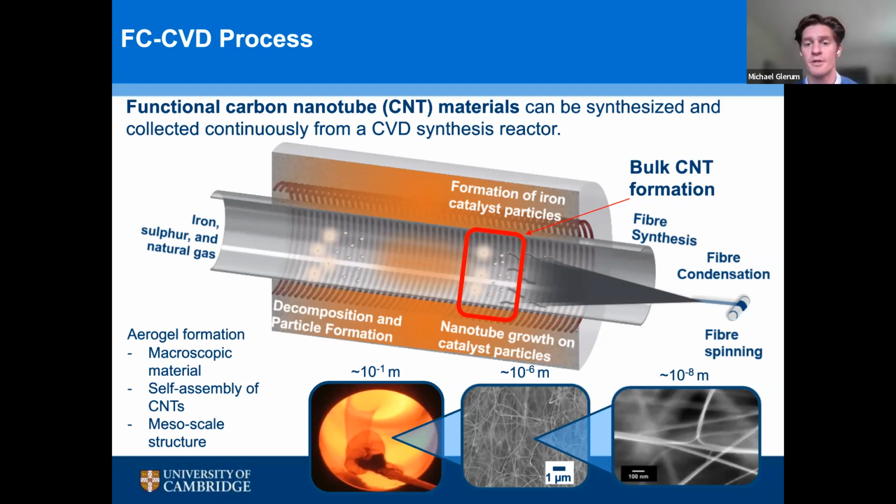And what's nice about the floating catalyst process is that you can retrieve a macroscopic material formed from self-assembled carbon nanotubes, in which individual carbon nanotubes that are formed on the catalyst particles bundle together, and those bundles then collide together, forming a self-assembled anisotropic structure, which can be retrieved in either a mat or fiber form, depending on how you want to process the material.